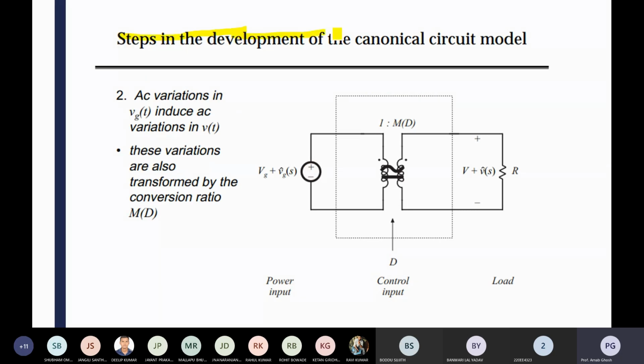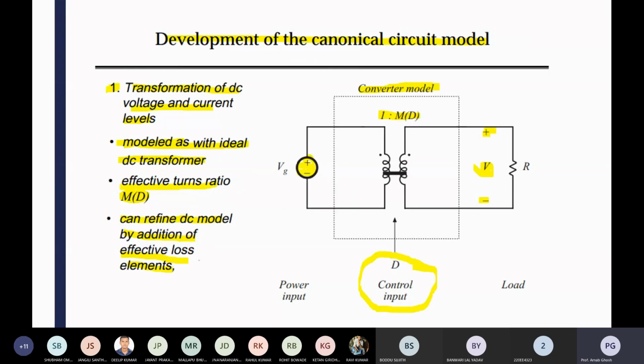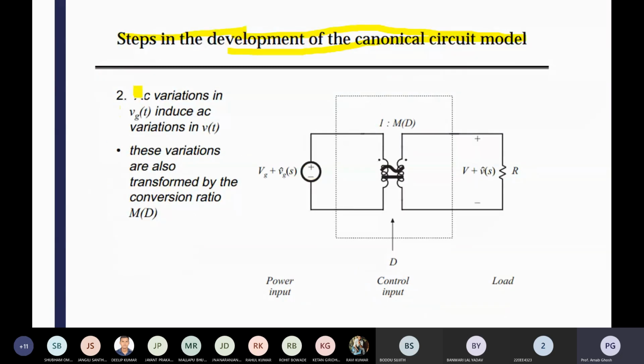Next, the steps in development of the canonical circuit model. Here you can see the first step, step 1. Now we are going to step 2. All the headings are the same. In step 2, we are going to find out that value: AC variations in input voltage.